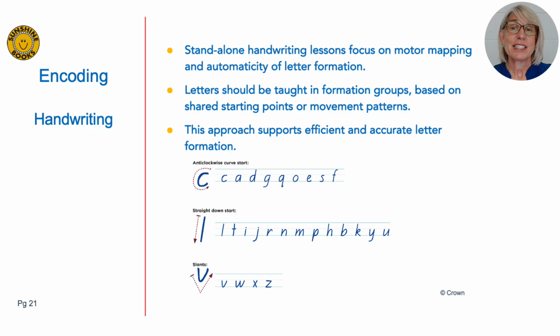Standalone handwriting lessons focus on motor mapping and the automaticity of letter formation. Letters should be taught in formation groups based on shared starting points or movement patterns. For example, letters with an anti-clockwise curve start: C, O, A, D, G, Q, etc. This supports efficient and accurate letter formation.